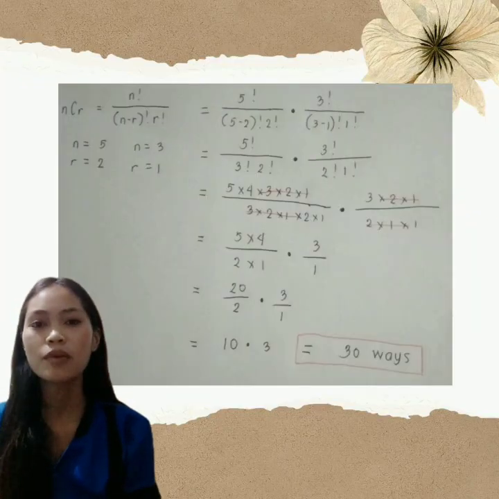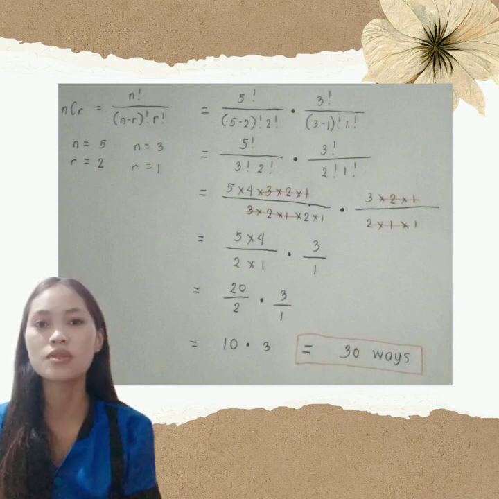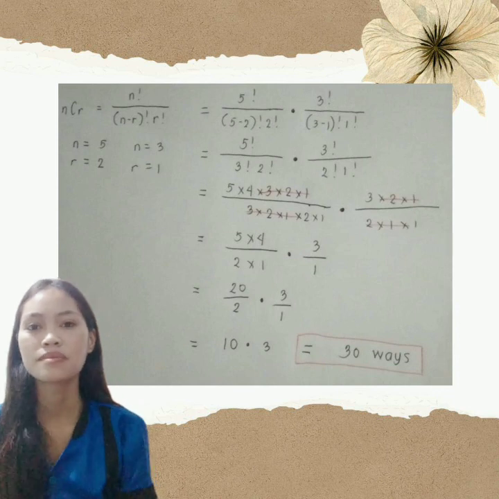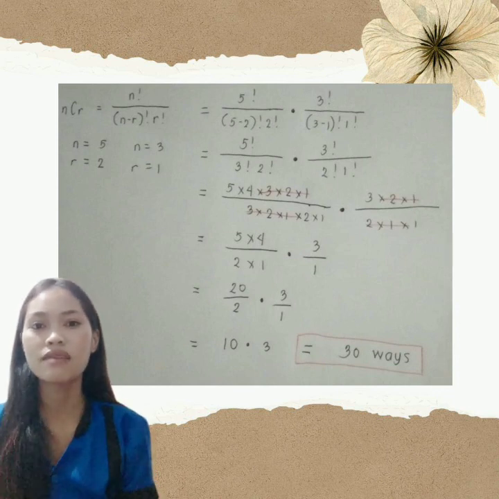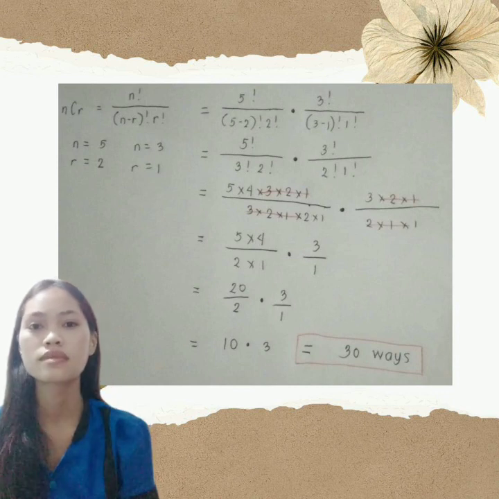So in this problem, we're going to use the combination formula, which is n combination of r is equal to n factorial divided by n minus r factorial times r factorial, since the order doesn't matter. In our first event, the value of our n is 5 and our r is 2. And in our second event, the value of our n is 3 and our r is 1. Substitute it to the formula.